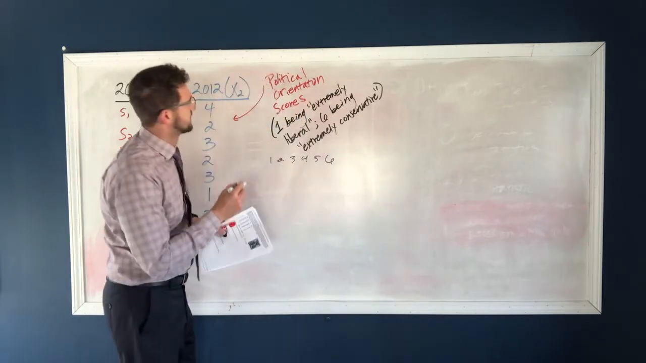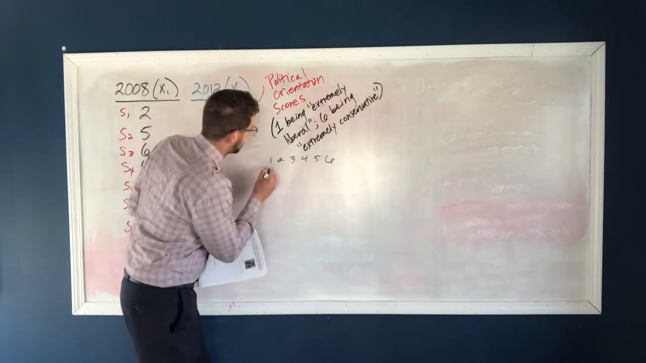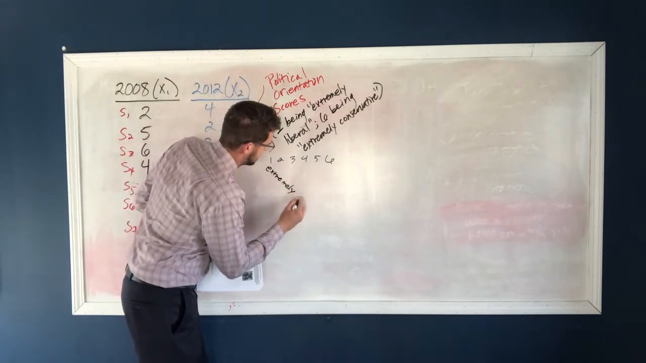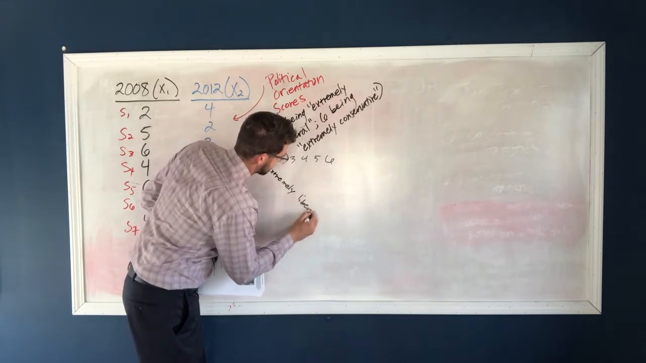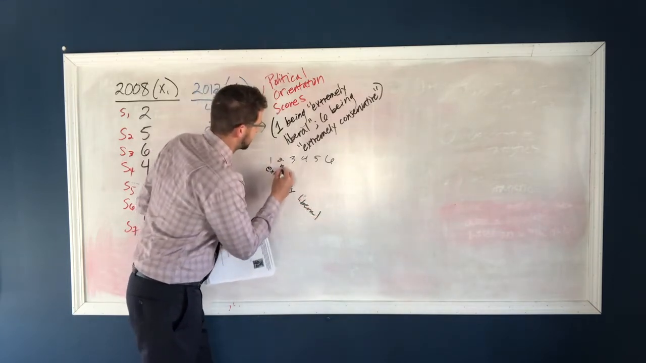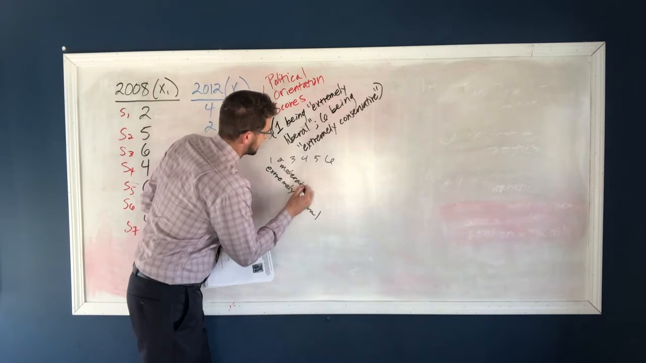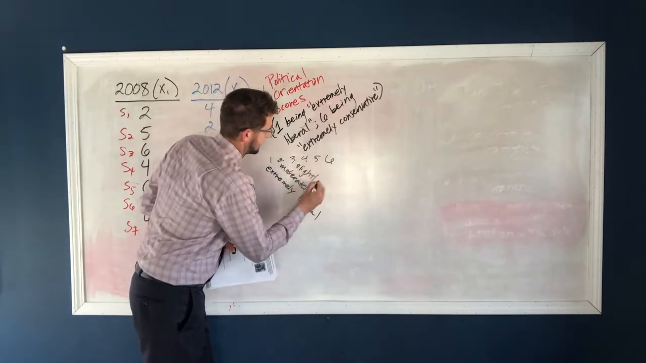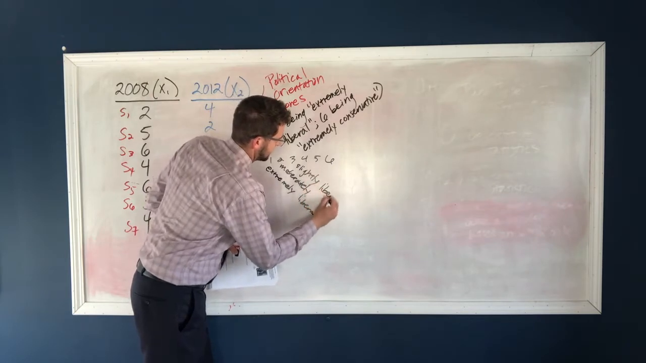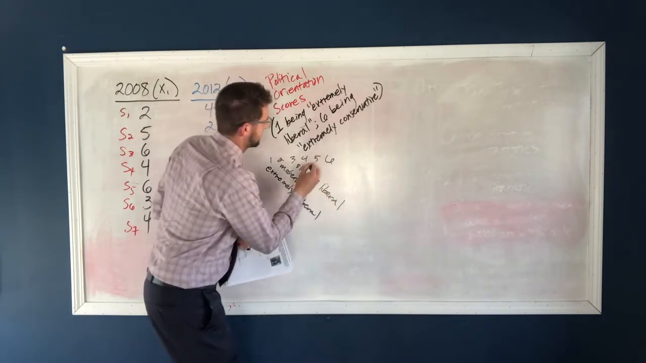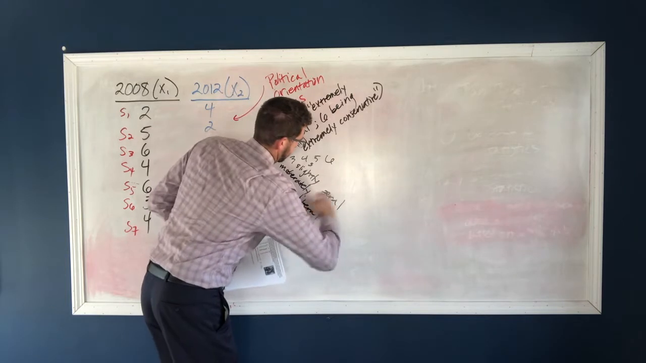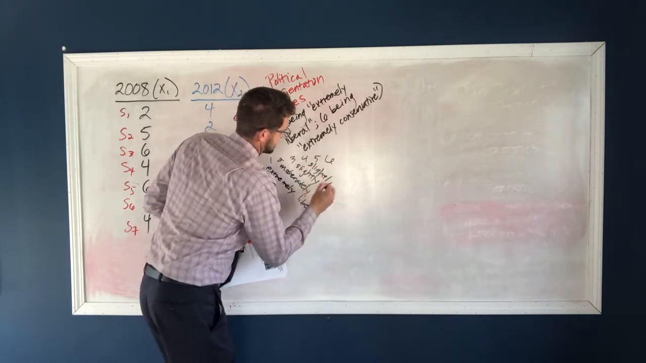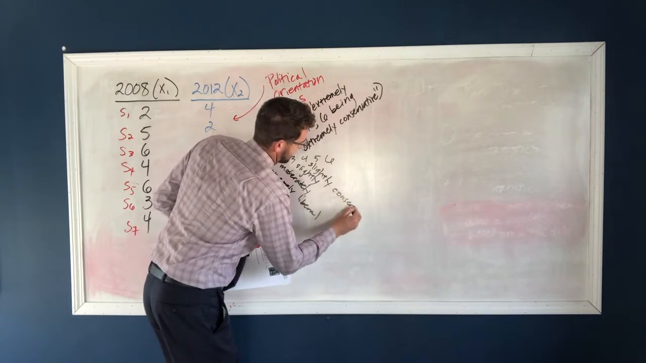So it looks like we could call 1 extremely liberal, so this is the liberal side. 2 would be probably moderately liberal. 3 would be slightly liberal. 4 would be slightly conservative.